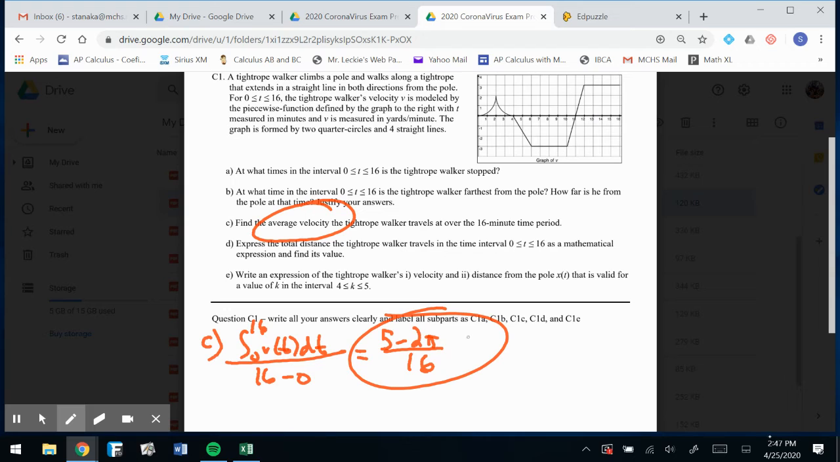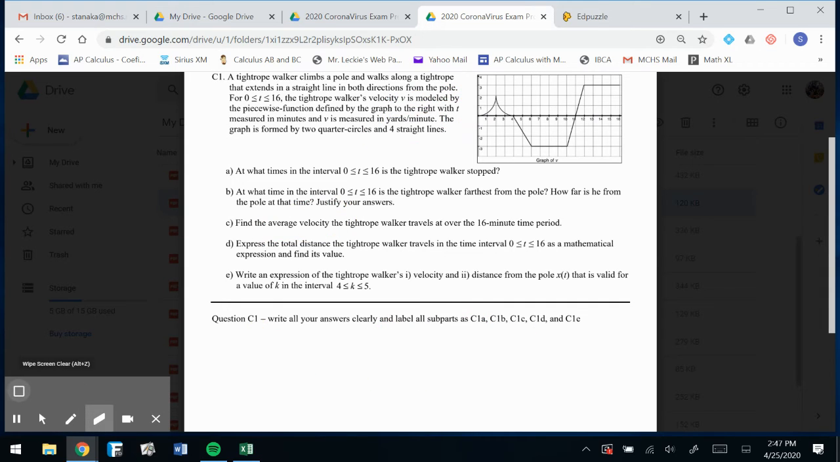Booyah, problem done. And it would be in yards per minute, right? Yards per minute, because that's what velocity is measured in, okay? All right, not bad. I'd probably say 2 points for that bad boy. Okay, so hopefully you're rolling.